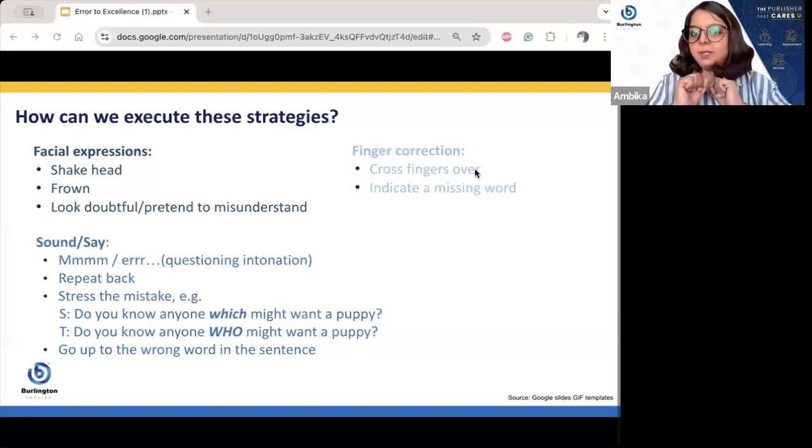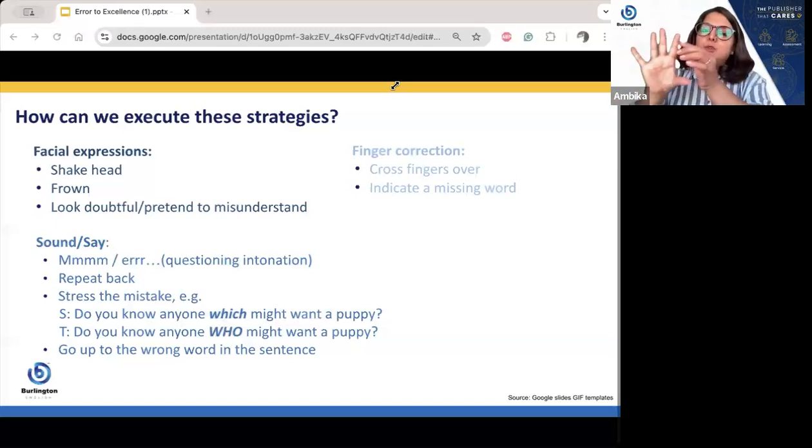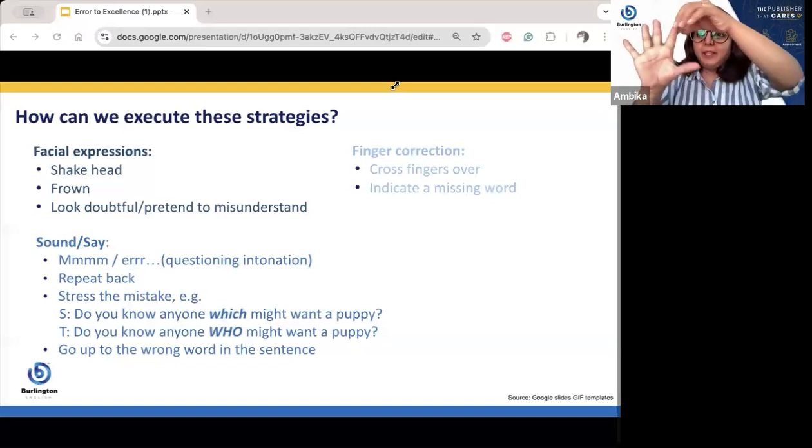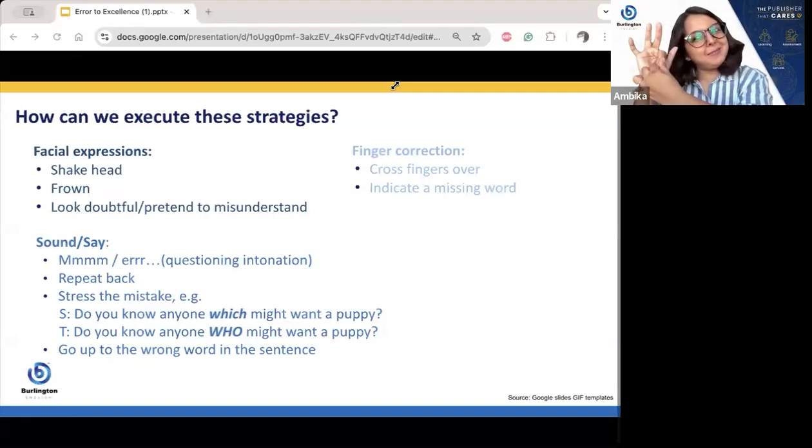So, split whatever sentence you have, the words, into the fingers. For example, let's take the sentence from a previous activity. Do you know anyone which might want a puppy? So that was the error. So you will have, do you know anyone which might want a puppy? So you'll split it into 8. And where the "which" comes, one, you can just put this down and say, which means there is an error in this word. And then how would you go about it?